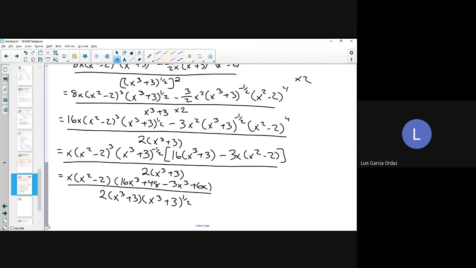And I can simplify even more because I can simplify one of the brackets in the numerator, and I can use exponent laws for my bottom because x3 plus 3 is the same base. So now I can add my exponents 1 plus 1 over 2. And my final answer will give me x times x squared minus 2 to the power of 3 times 13x cubed plus 6x plus 48 all over 2 times x to the 3 plus 3 to the power of 3 over 2.